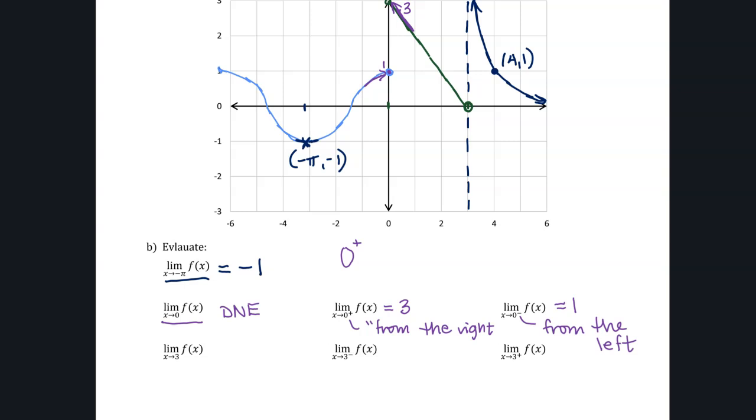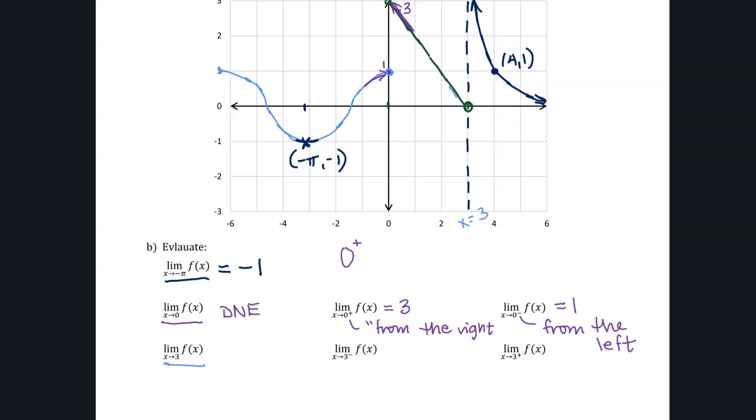Okay, and one more interesting spot. Let's investigate what's happening near x equals 3. So I'm going to do that in light blue. As x approaches 3, 3 is our vertical asymptote. So we're going to have to think carefully about that.